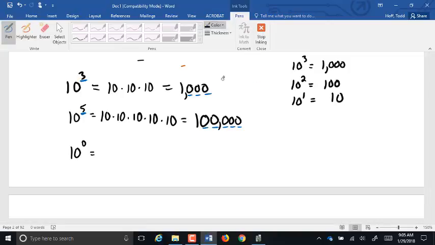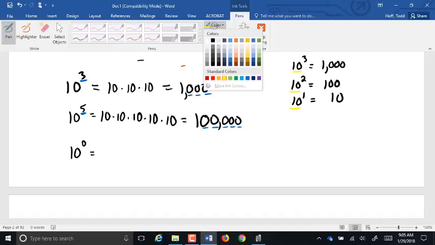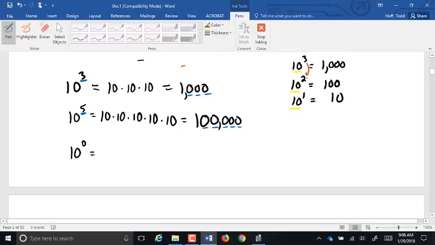Well, notice here, when the base of our exponent is 10, when we reduce the power by 1 from 3 down to 2, the result is divided by 10. We go from 2 down to 1. 100 divided by 10 gives us 10. So if we keep going with that, 10 to the 0, we reduce the power by 1. What's 10 divided by 10? 1. 10 to the power of 0 equals 1.